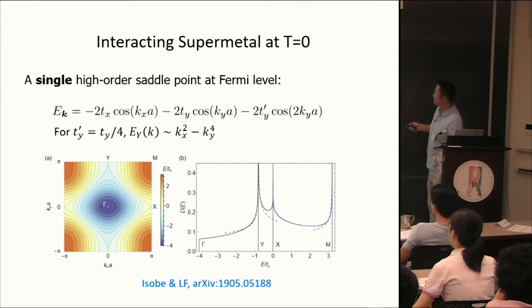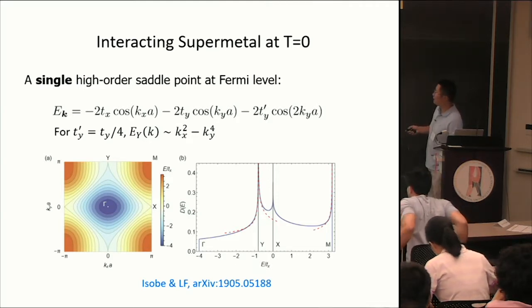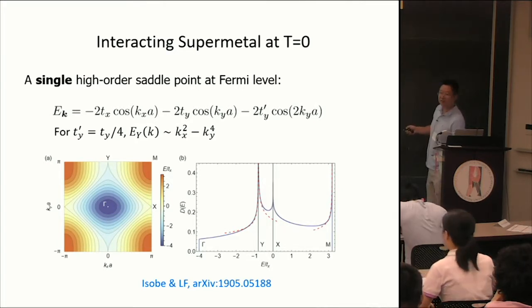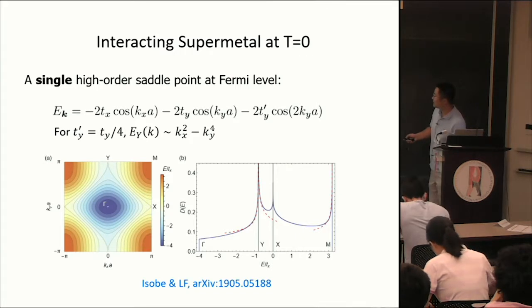And to be concrete, let's consider a tight binding model, a single band tight binding model on a square lattice. But now let's make the hopping in the x and y directions equivalent. And we also add a second neighbor hopping in the y direction. And the detail of this dispersion doesn't matter. You can add any terms you like. All I want to say is that whatever dispersion you choose, by tuning one parameter, you can get a high-order saddle point right at this zone boundary at momentum pi, zero.